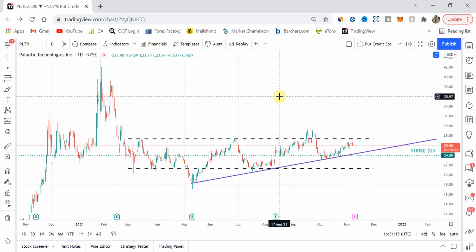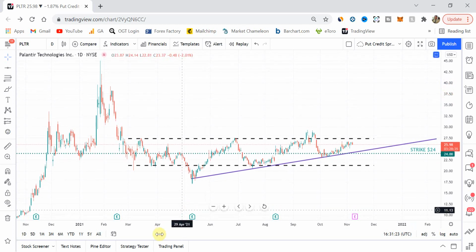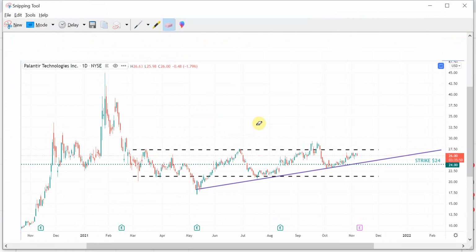So what we're going to go through first is what exactly do I mean by selling puts? And what I've done here is I've just taken a screenshot of this Palantir Technologies, and we'll go on to this chart in a second, but I just wanted to make sure that you guys understand what selling puts means.